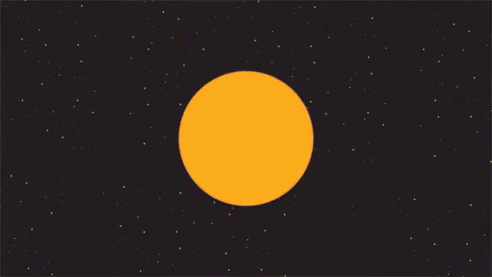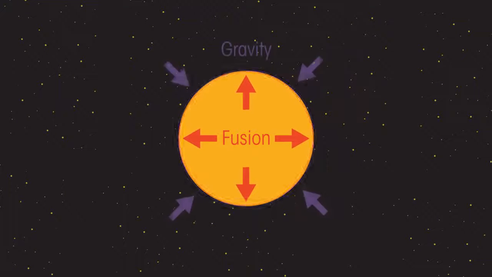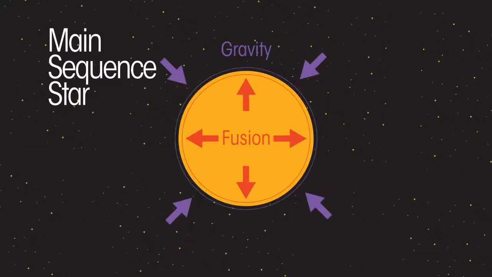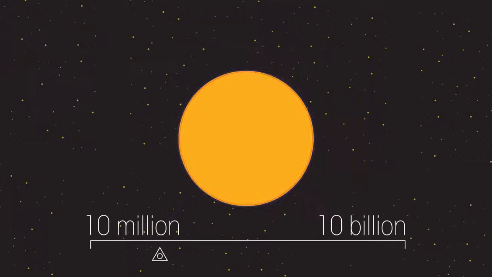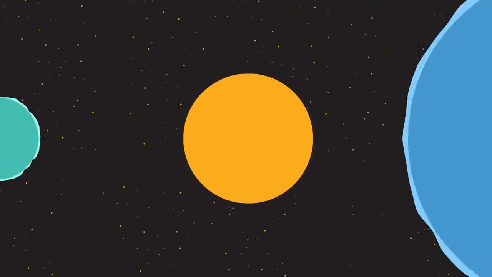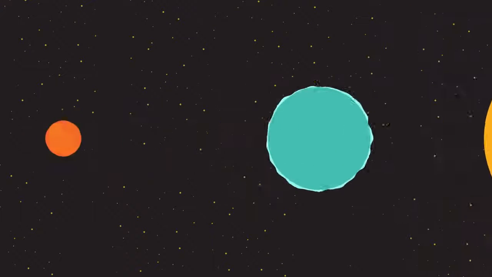The star then enters a long stable period where the outward pressure of the heat generated by nuclear fusion counteracts the force of gravity. The star is now called a main sequence star, and it stays in this state for between 10 million and 10 billion years. What happens next depends on the size of the star. Let's talk about a smaller star first, one roughly the size of our Sun.